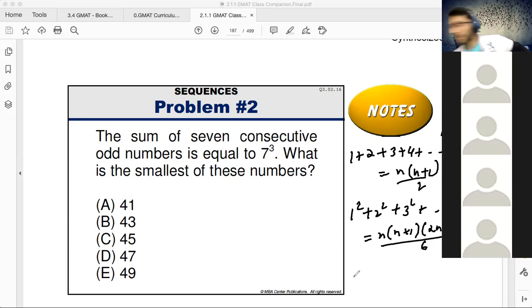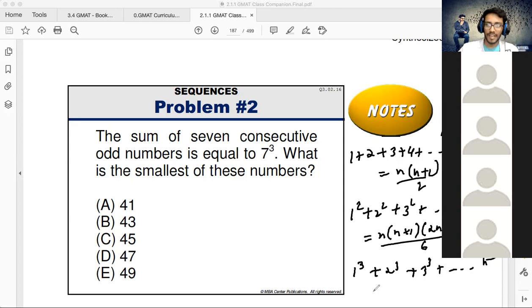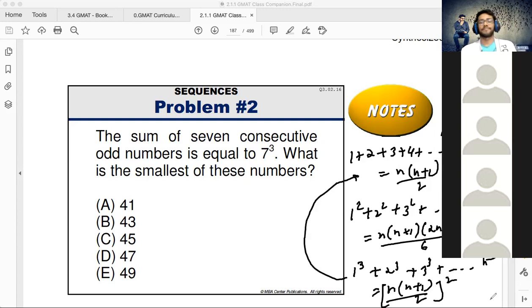Sum of cubes of first n natural numbers. Write it down somewhere: n into n plus 1 by 2 whole square. So this is nothing but this square. So sum of first n natural numbers is n into n plus 1 by 2. Say they'll tell you, find the sum of first 50 natural numbers, 1 plus 2 plus 3 plus 4 plus dot dot dot till 50. So 50 into 51 by 2.